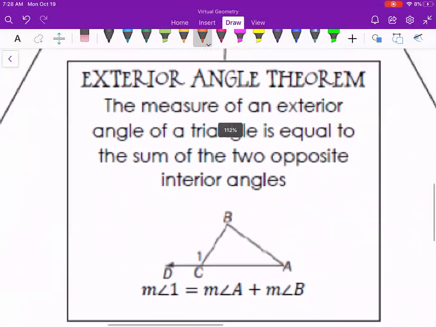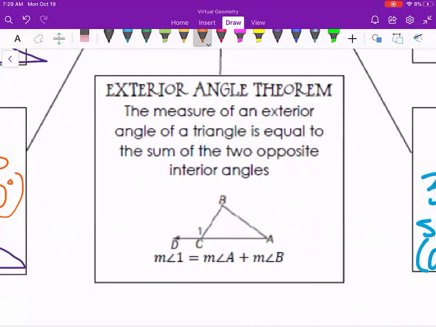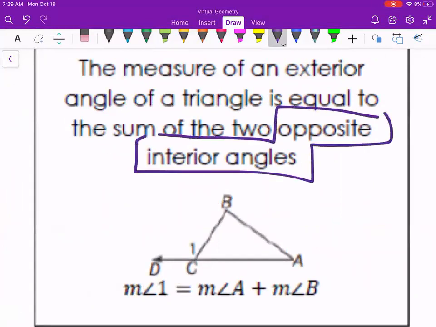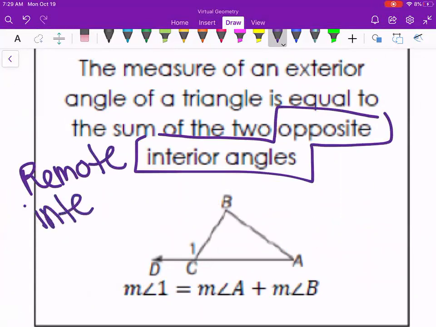We have another theorem we're going to look at, which is the exterior angle theorem, that says the measure of an exterior angle is equal to the sum of the two opposite interior angles. Now, those opposite interiors that they talk about in this theorem are also called the remote interiors. Okay, they're also called remote interior angles.